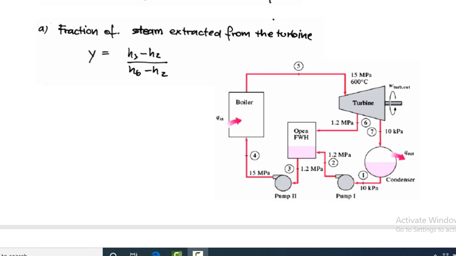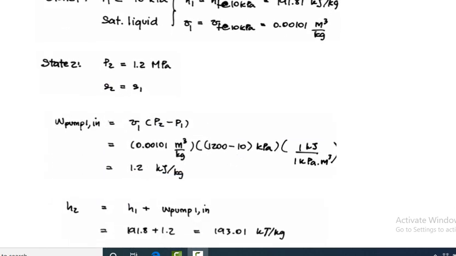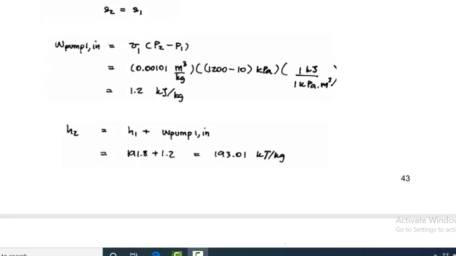Then you have to find h2: h2 equals h1 plus W pump. This formula is very important for all the students, so remember it. h2 equals h1 plus pump work, and you have to put in the values: the enthalpy at point 1 plus pump work, 191.8 plus 1.2, and you will get 193.01 kilojoule per kg. This is the enthalpy at point 2.